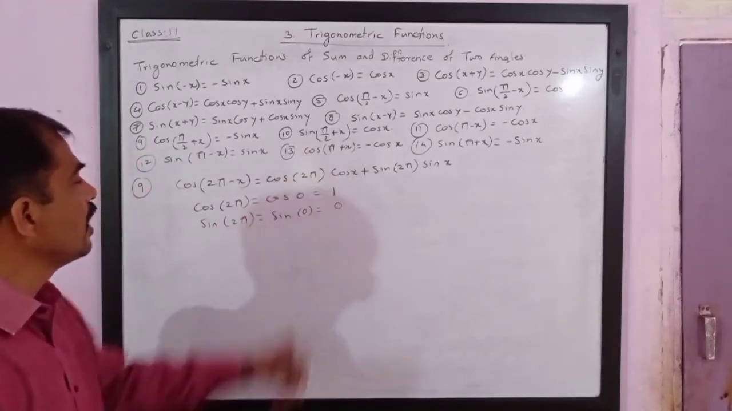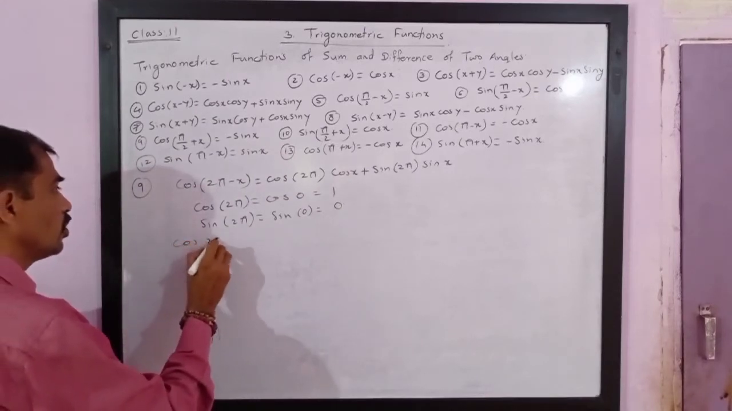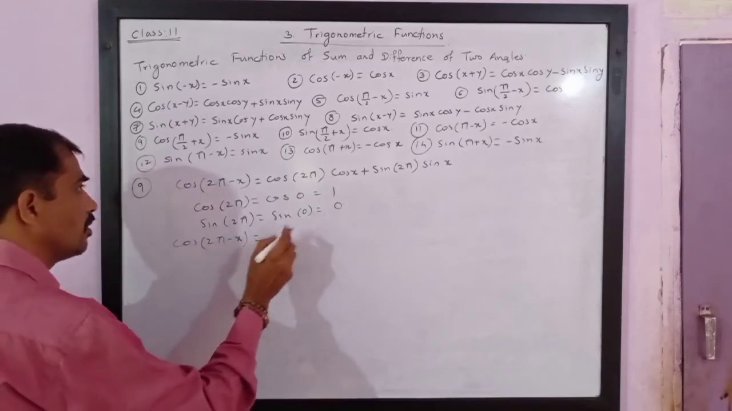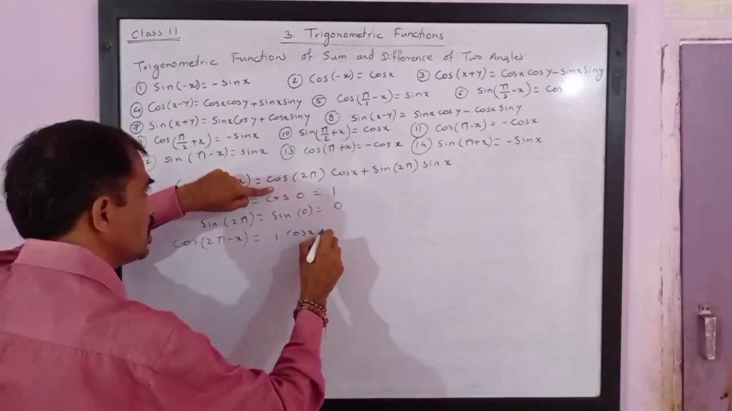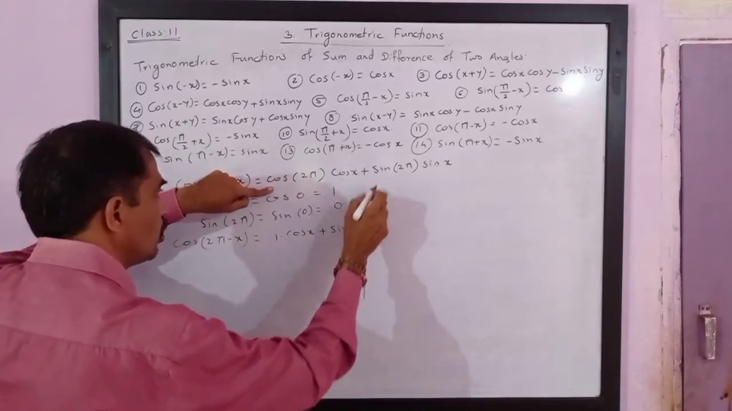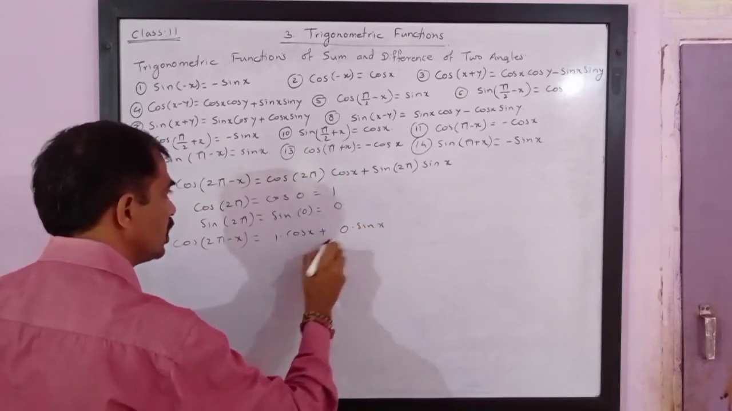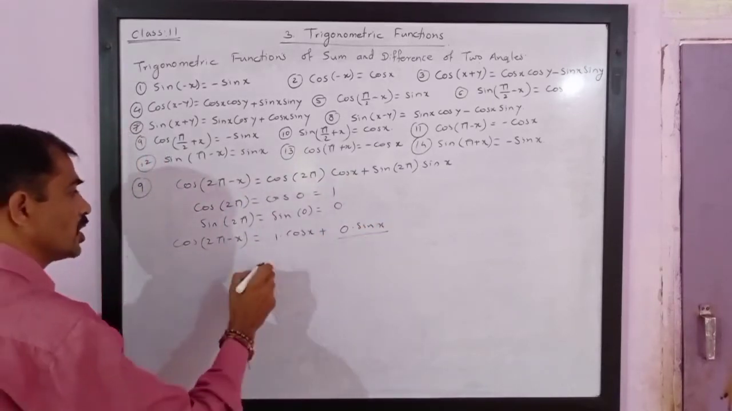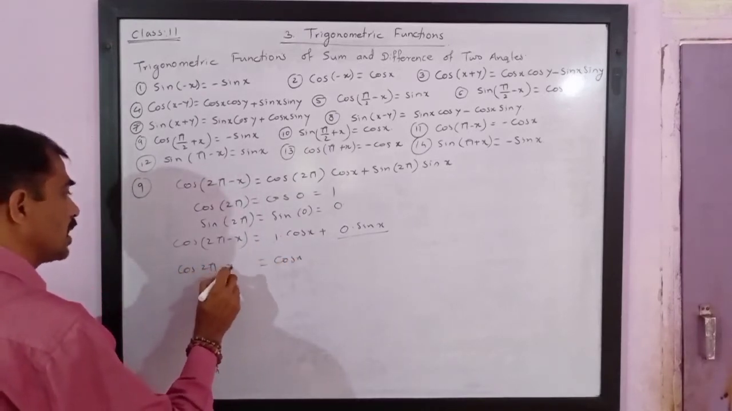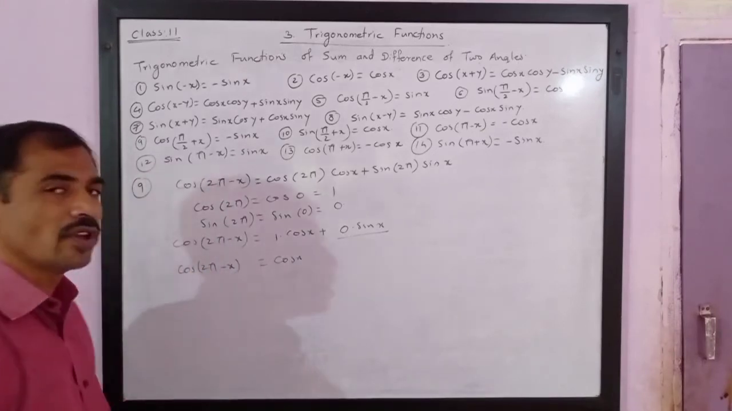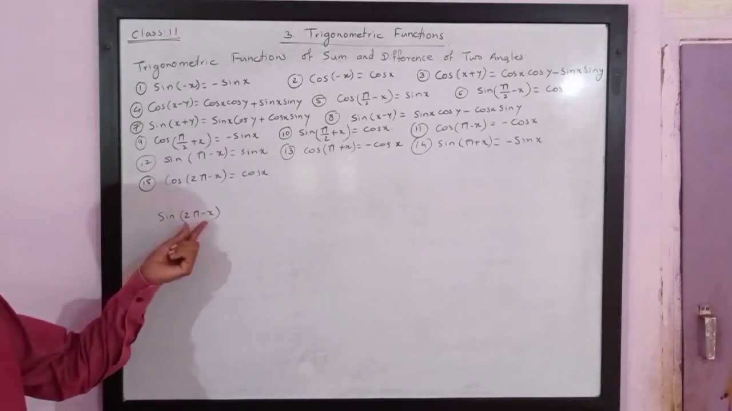Now if you put these values, you will get cos of 2 pi minus x is equal to cos 2 pi, which is 1, into cos x plus sin of 2 pi, this term is 0, into sin x. Now 0 into sin x becomes 0, 1 into cos x becomes cos x. So cos of 2 pi minus x is equal to cos of x.